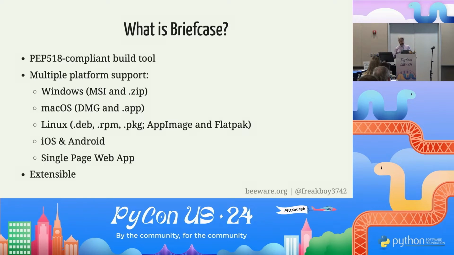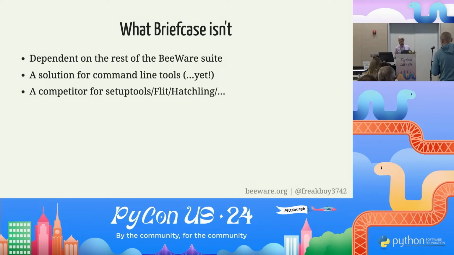It produces iOS and Android projects that can be uploaded to the Apple App Store and Google Play Store, respectively. And it produces a zip file you can upload to a static web host as a single-page web app. It is also highly extensible. So if you wanted to add a Snap backend for your Linux distribution, you could. Or if you wanted to support an entirely new platform, like set-top boxes or watches or something, you could. Briefcase has a plugin API that lets you do that.